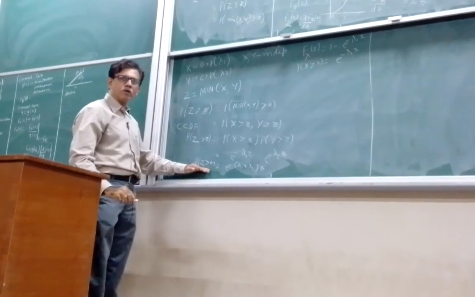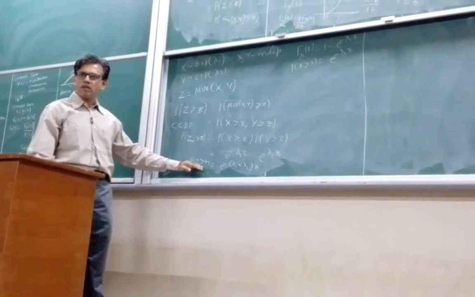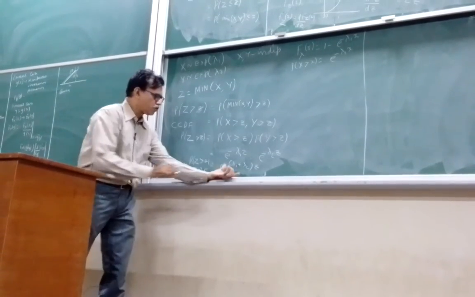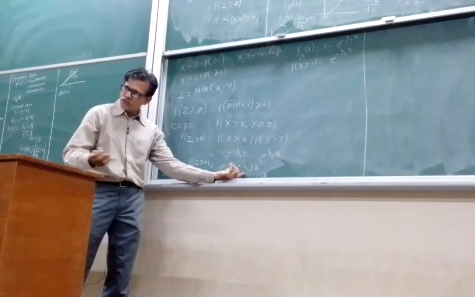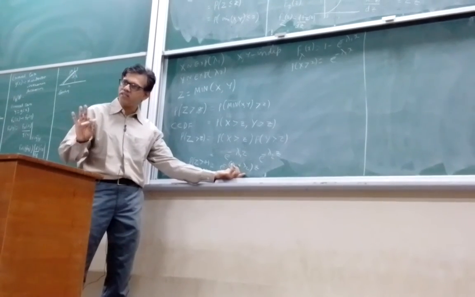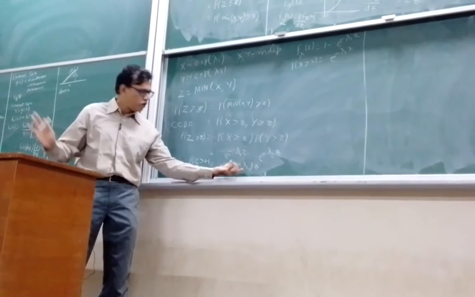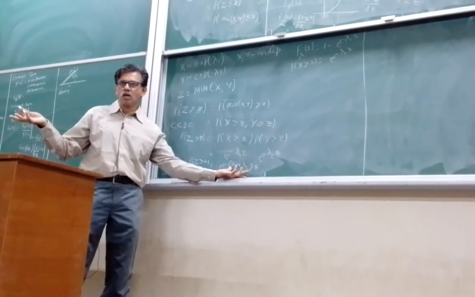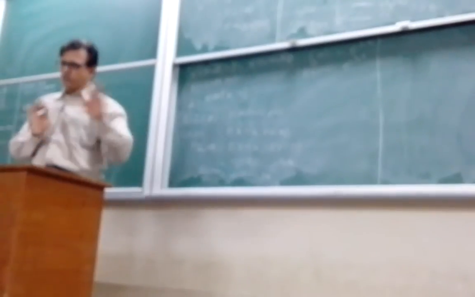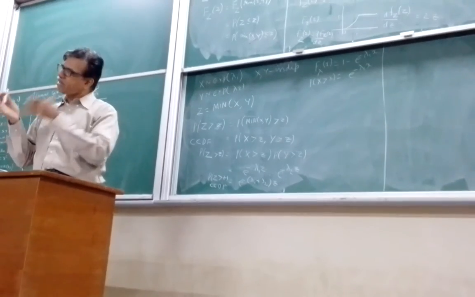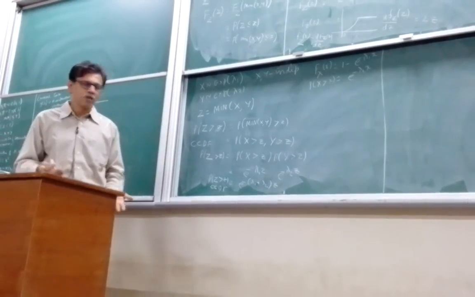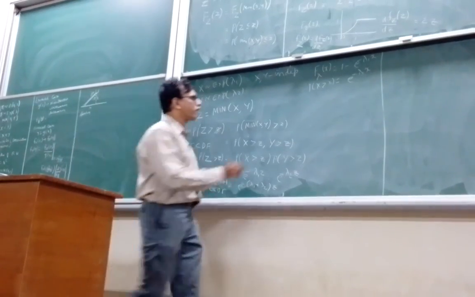So what does it tell you? Z is a random variable whose CCDF has this form. This form is the same form as the CCDF of an exponential random variable. The only thing is the parameter becomes lambda 1 plus lambda 2. The CCDF is a unique signature of a random variable. If two random variables have the same CCDF form, they are the same random variable. The PDF and everything else will be the same. So Z is also exponential.